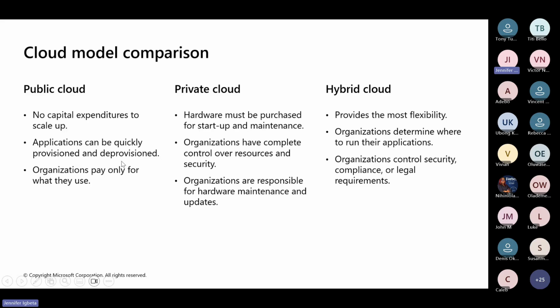Applications can be quickly provisioned and deprovisioned because it is hosted by who? The public provider. Organizations only pay for what they use. Now, in comparison with the private cloud, hardware must be purchased for startup and maintenance. Organizations have complete control over resources and security. Organizations are responsible for hardware maintenance and updates. Then for the hybrid cloud, we have what? It is the most flexible. Like I mentioned, you can determine where you want to do anything. Organizations determine where to run their applications, and organizations control security, compliance, or legal requirements.